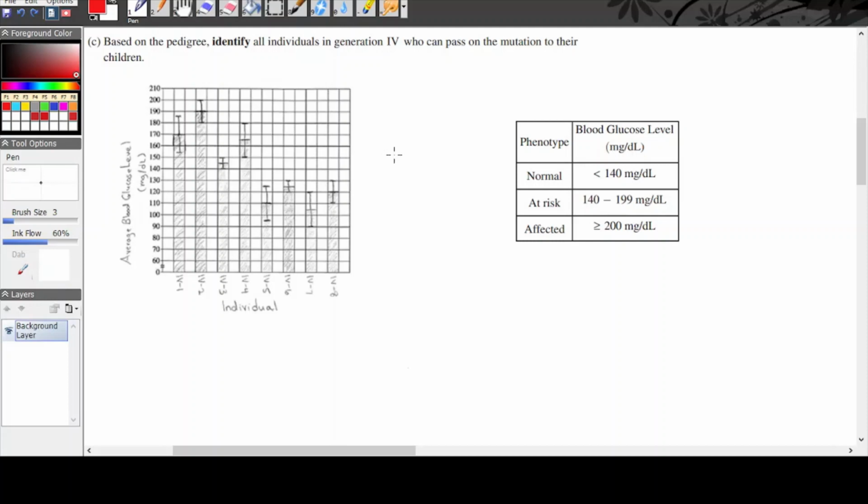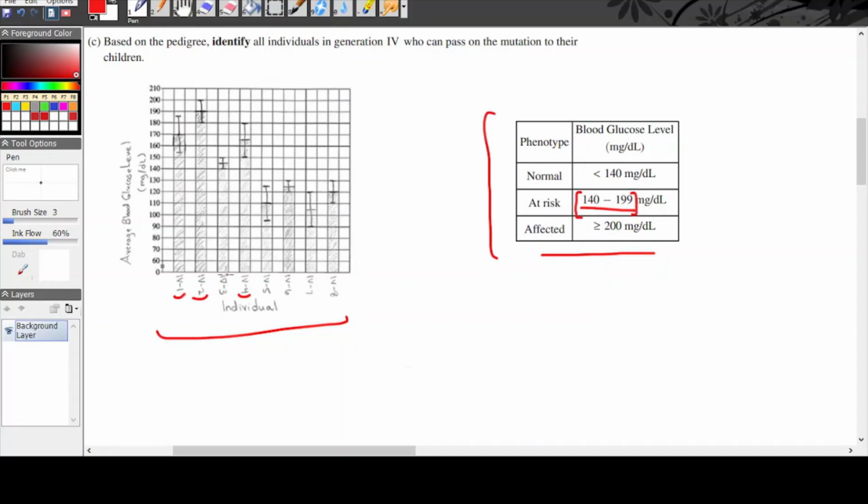The next part of the question says, based on the pedigree, identify all individuals in generation 4 who can pass on the mutation to their children. So, using the graph we have, as well as the table of the phenotypes, we can identify the people who will be able to pass on the mutation to their children. And those people include individual 1, individual 2, and individual 4. And why are these individuals able to pass on the mutation? Because the phenotypic table tells us that these individuals are at a risk of developing the disease, and there is a great enough chance that they can potentially pass on the mutation to their children in the future.